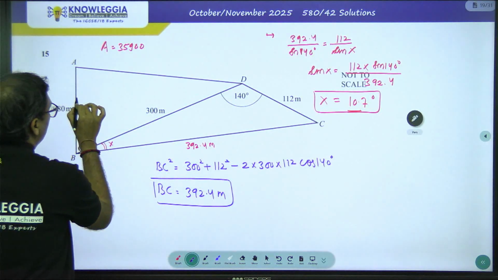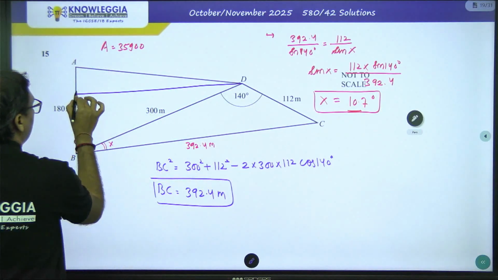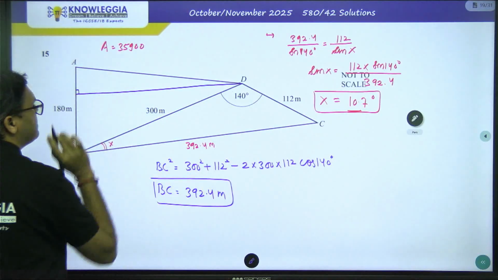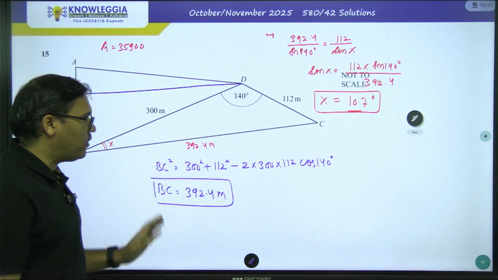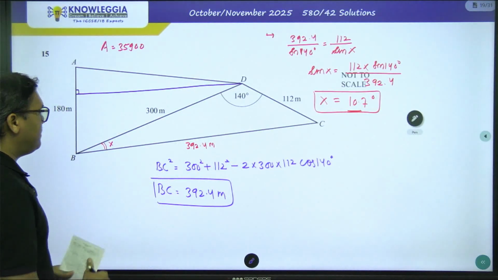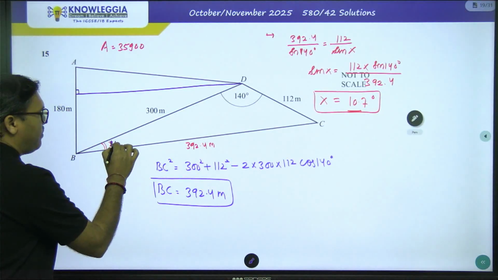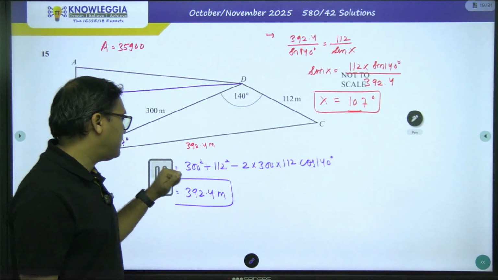Okay. So the shortest distance means you have to find the perpendicular distance of D from AB. That is called the shortest distance. Now, how will you find this? That is what we will see in this question. I hope this part is clear. So we have got the value of this angle, 10.7 degrees. We have this side. Now we'll be solving the next part here.